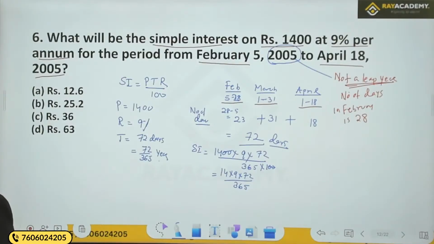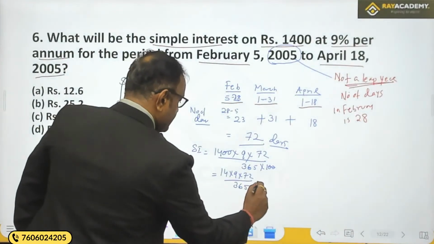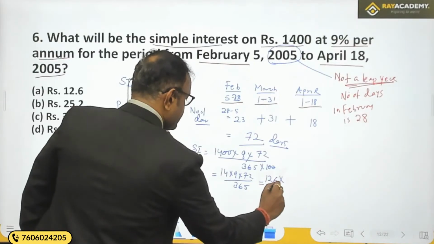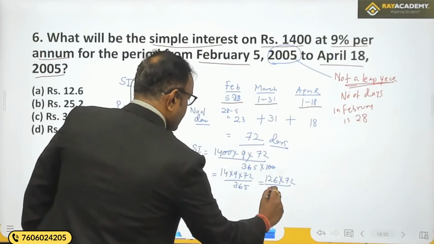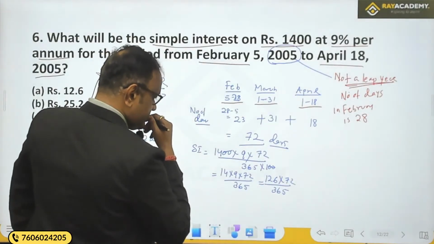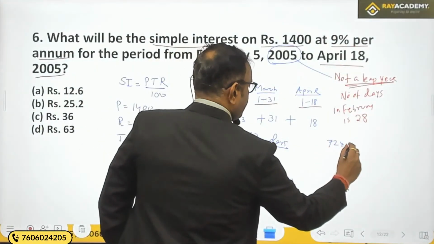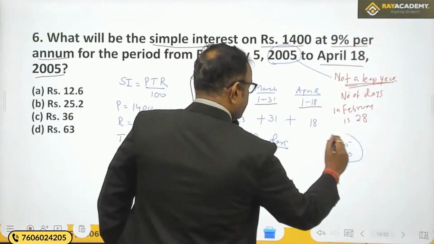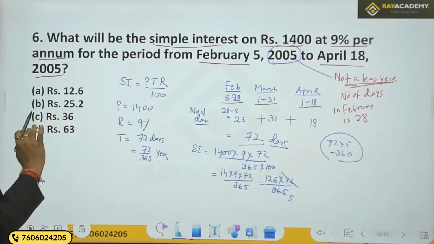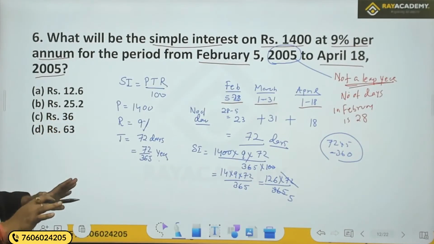I think something decimal is given, so we need to calculate this. Let's say 14 into 9 is 126, into 72 by 365. Roughly we can calculate 72 into 5, how much will it be? 72 into 5 is 360. Okay, this is almost 5 because options are given in decimal, and this is very different, 12.6 is not nearby, so you can take the approximate value.